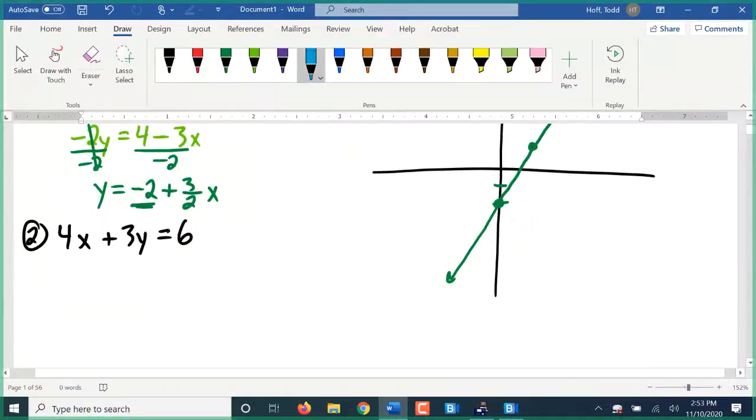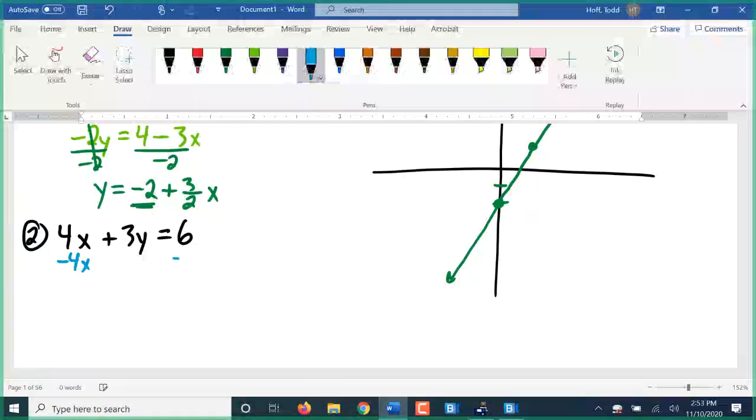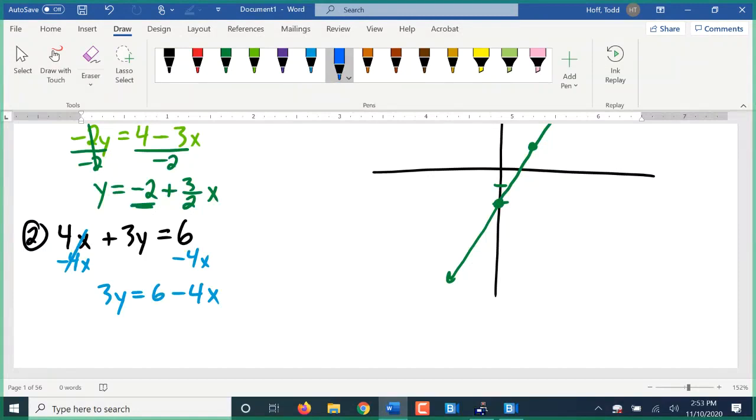So the 4x plus 3y equals 6. Again, we're going to subtract the 4x. So that's gone. We have 3y equals 6 minus 4x is just going to be 6 minus 4x. Then we divide by the 3. So that's gone. Y equals 6 divided by 3 is 2. Negative 4x divided by 3. Well, negative 4 divided by 3 will be a negative 4 over 3. When the x is still there.